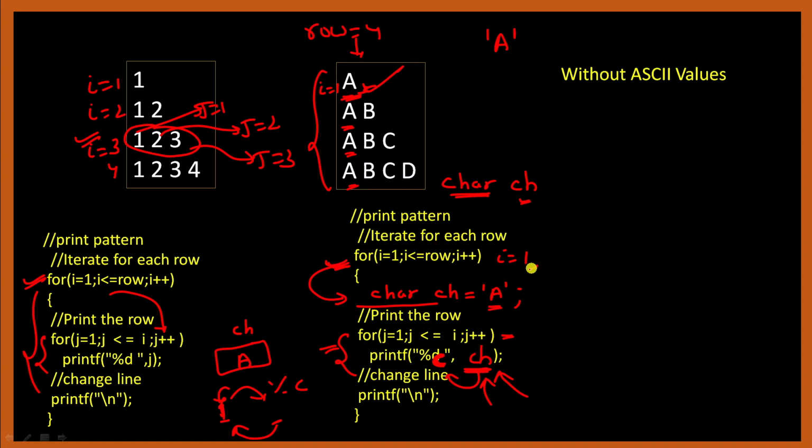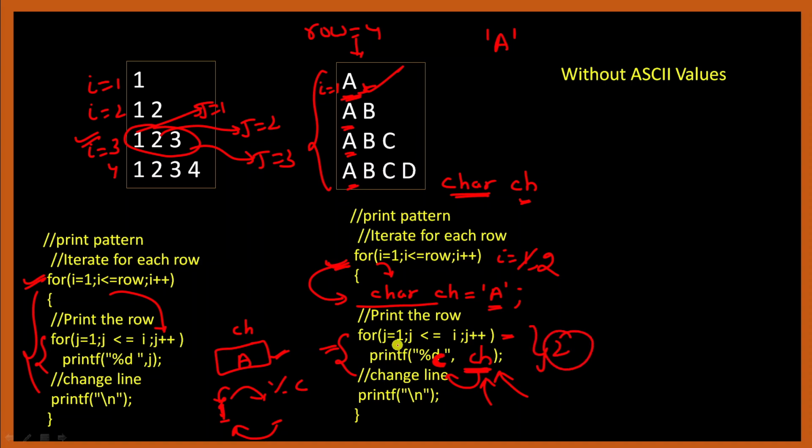Now for the next i equal to 2, we will come here, and when we come here again, this line will be executed and it says the character variable ch will be initialized with a again. That is fine. Now we will come here and this loop will run how many times? Because the value of i is 2, this will run 2 times.